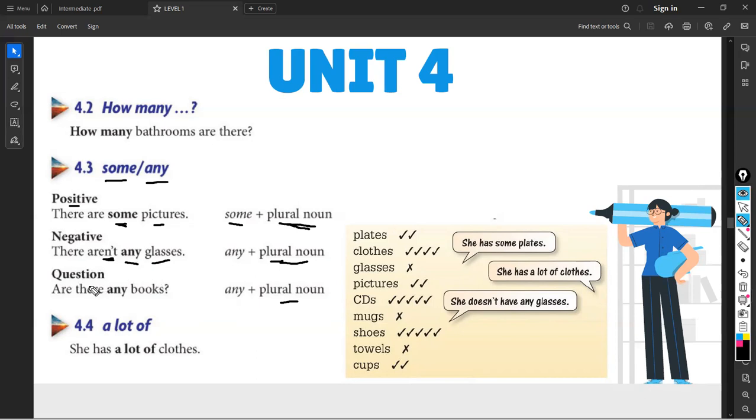Finally, I have to use any if I'm asking any questions. Notice here, are there any books? Because it is a question, and absolutely it is plural, I have to use any. I cannot say, are there some books? Because again, I'm asking a question, so I have to use any.